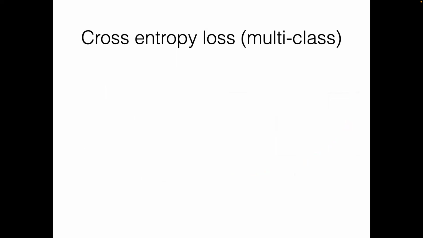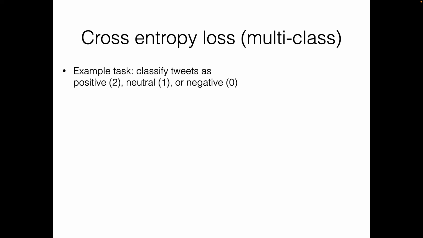So then you could consider, what if we have multiple classes instead of just 1 and 0, or binary? So this will be the multi-class cross entropy. And so here, let's say we want to classify tweets as positive, neutral, or negative. But really, it doesn't have to be 3 classes. It could be 50,000 if you wanted.